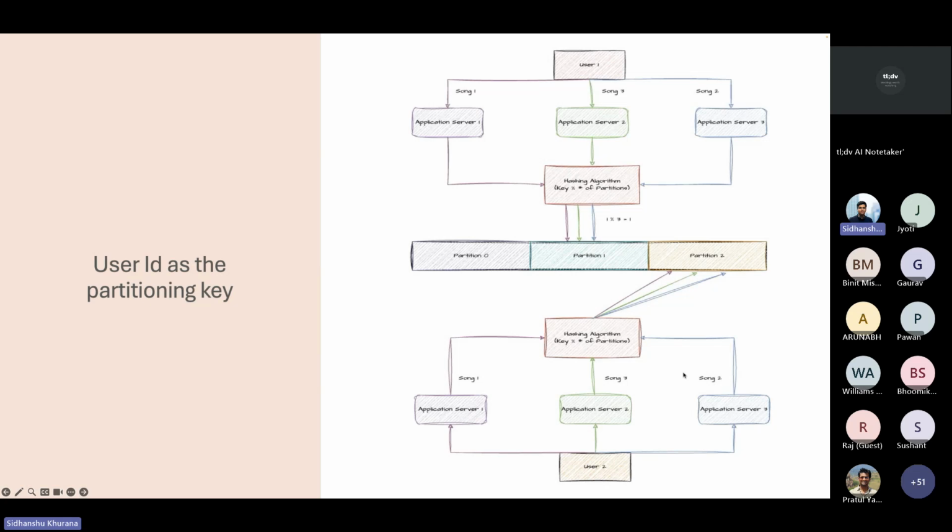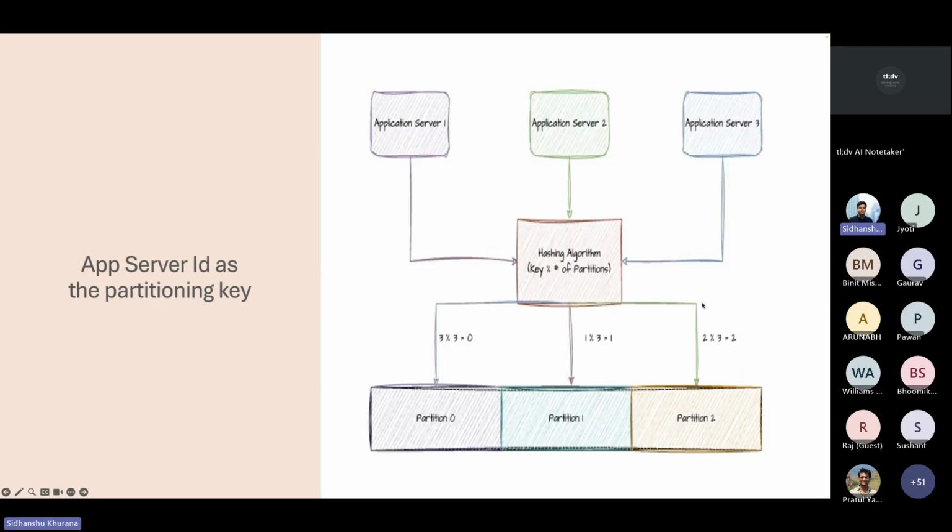Now, if I have user 3, and user 3 is also sending the song 1 request to server 1, song 2 to server 2, and song 3 to server 3, all of them will go to partition 0 because 3 modulo 3 is 0. This means that every application server is connecting to every partition of Kafka.